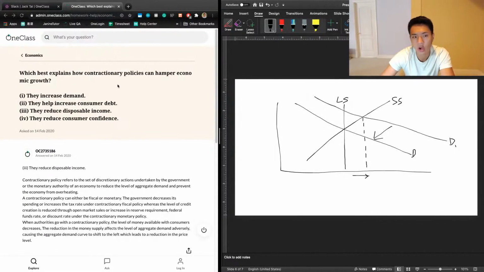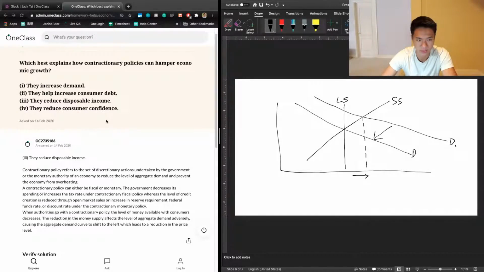But they are all similar in the one thing, which is reduce disposable income. We want there to be less money that they can spend, and so that's how contractionary policy is going to hamper that growth. So C is going to be the best answer here. They reduce disposable income. Let's take a look at the previous year's answer.